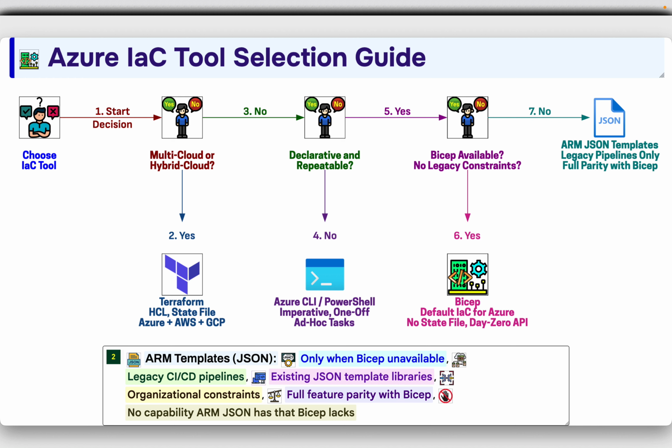Choose ARM templates in JSON only when Bicep is unavailable. This includes legacy CI/CD pipelines, existing JSON template libraries, or organizational constraints. Bicep has full feature parity with ARM JSON, so there is no capability ARM JSON has that Bicep lacks.